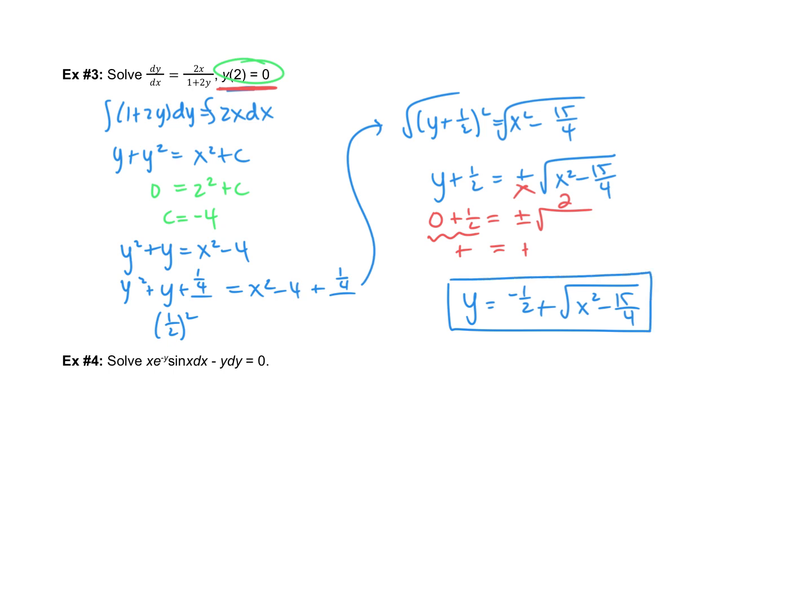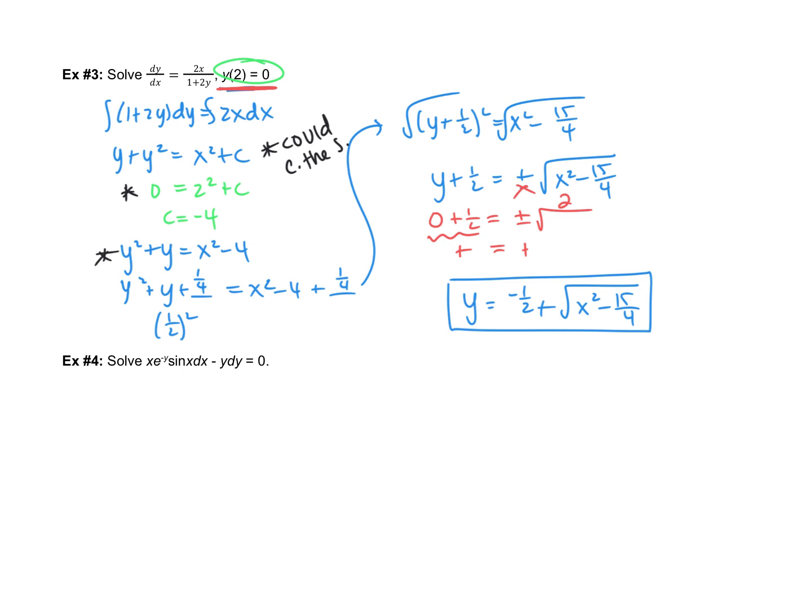Okay, quick note for you. We decided to find c before we solved for y. We could have done it the other way. So once we had gotten up to here, we could have completed the square to solve for y first and then found c. I chose to find c first.